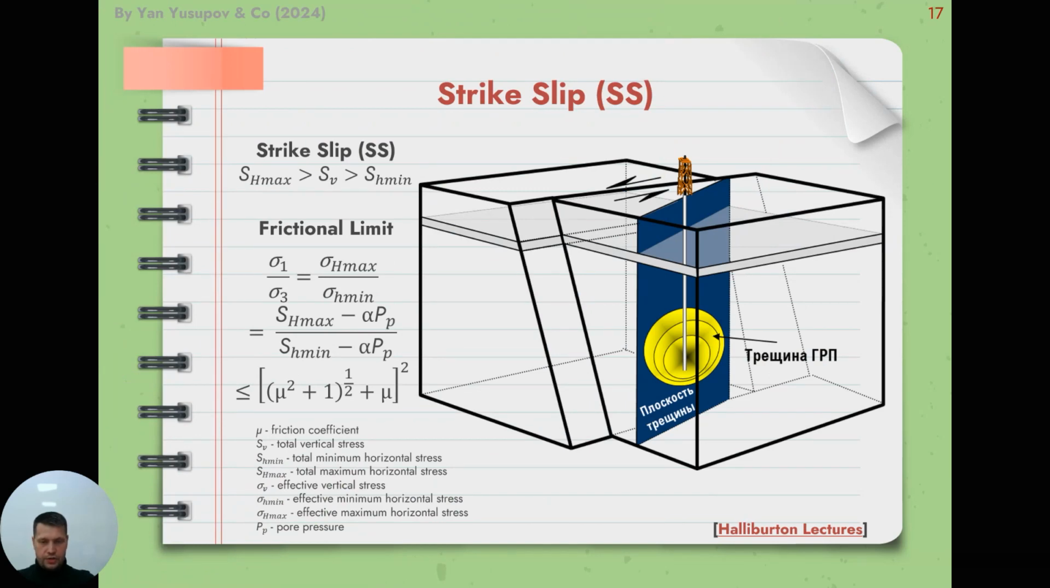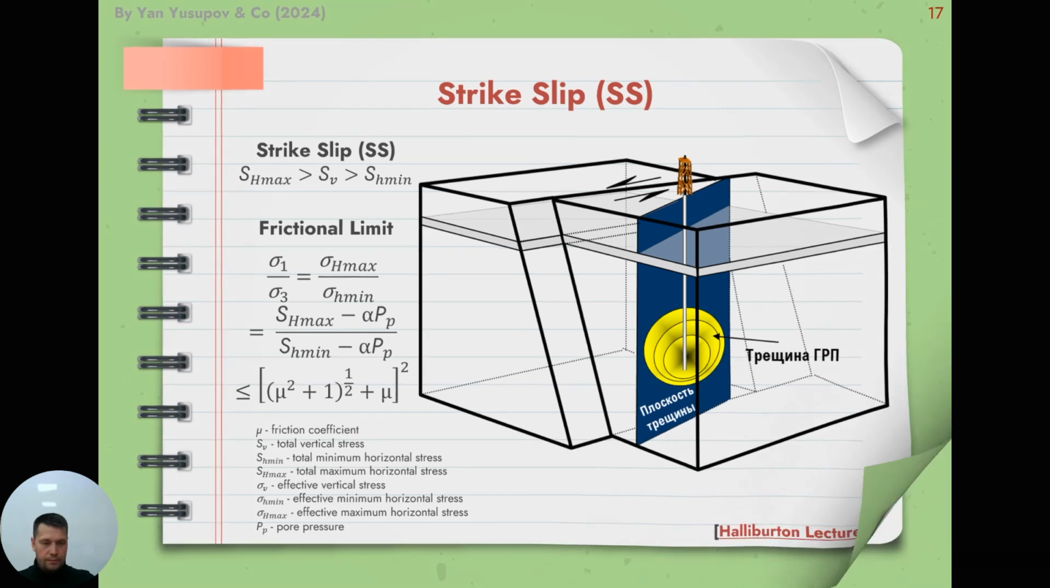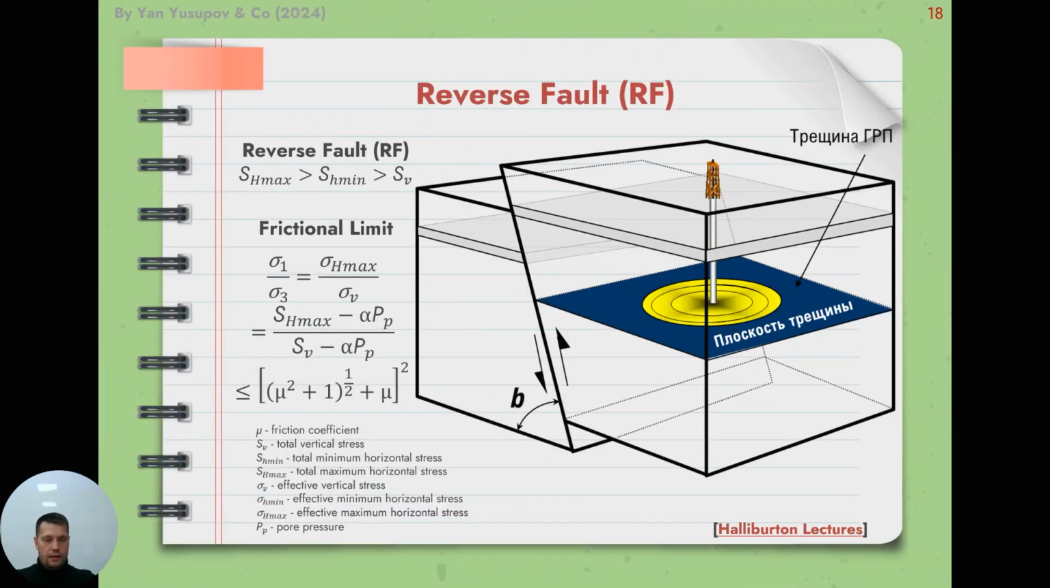The second stress regime is strike slip, where the maximum principal stress is SHmax and the vertical stress is the intermediate principal stress. And finally, this is a reverse fault, where SHmin is the minimum, SHmax is the maximum principal stress, and the vertical stress is the intermediate principal stress.